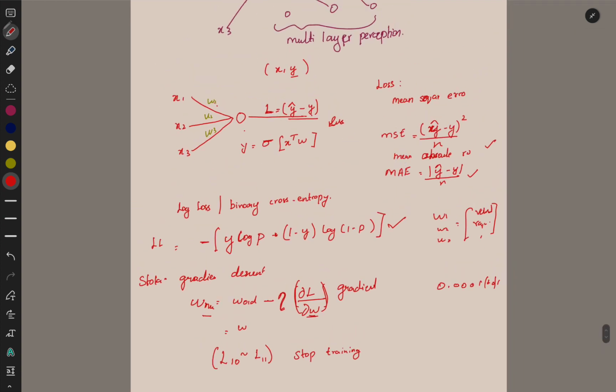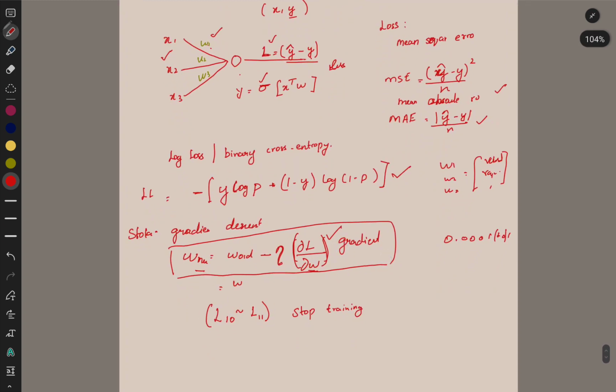There are five important terms: input, weights, activation function, loss function, and gradient. These are the five important terms when we say training a machine learning model. Okay, and we are just updating the weights. For updating the weights, this is the formula.